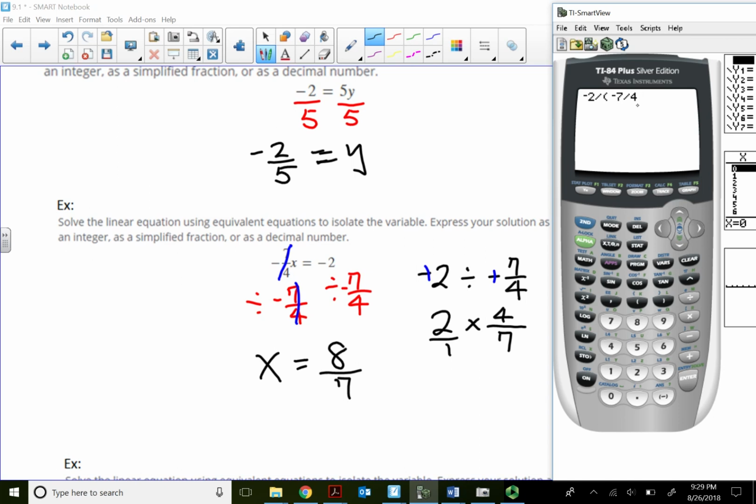So, negative 2 divided by parenthesis, negative 7 over 4. Alright. I'm going to go ahead and convert to a fraction. I like fraction answers. Again, positive 8 over 7.